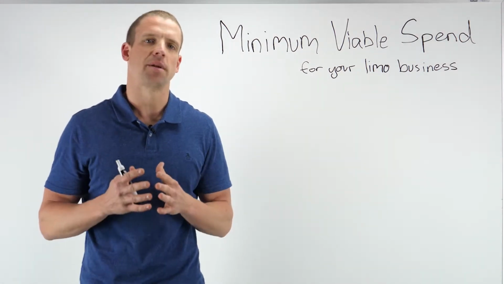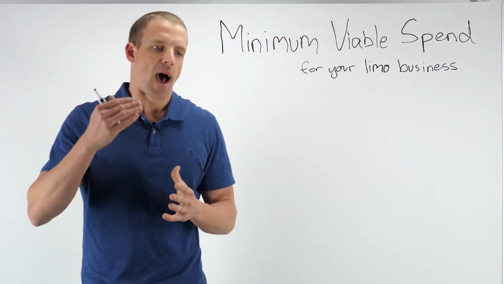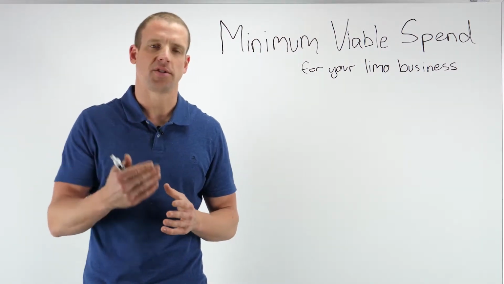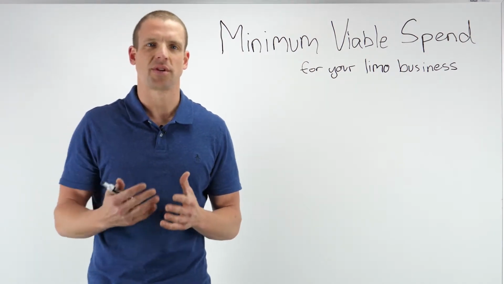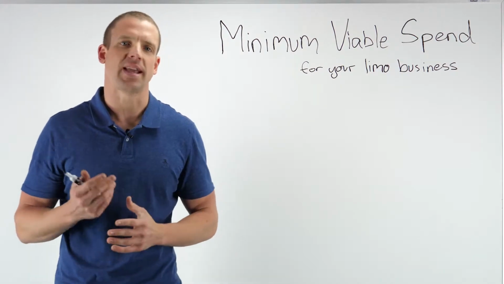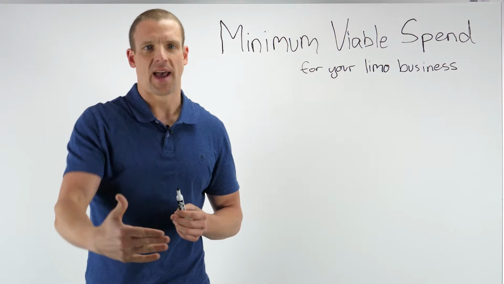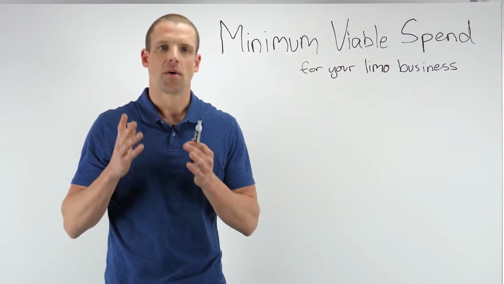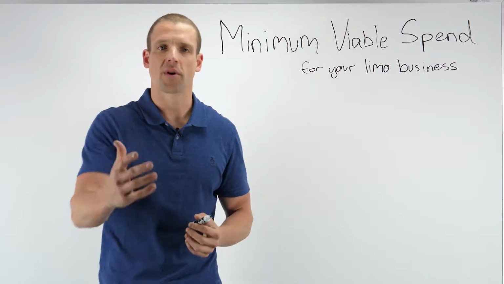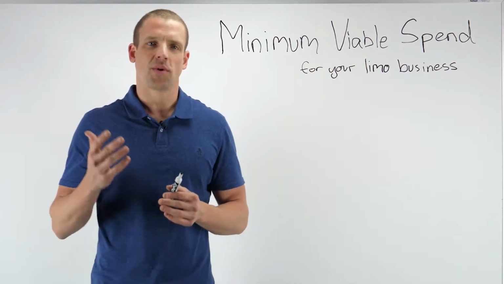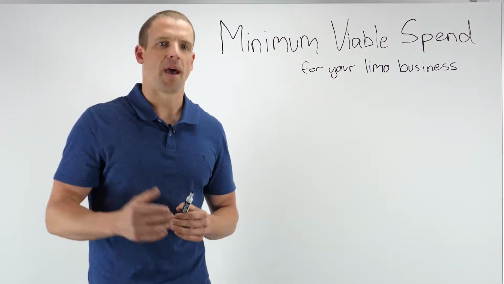So the reason minimum viable spend is so important is we need to figure out how much we need to spend each day to start getting some decent results. And by decent results, I just mean how much do we need to spend each day to try to get at least a job a day. That's my goal when I work with businesses, and that should be your goal. If you're working with an agency, you really want to try to get a job a day, or at least a job every other day.